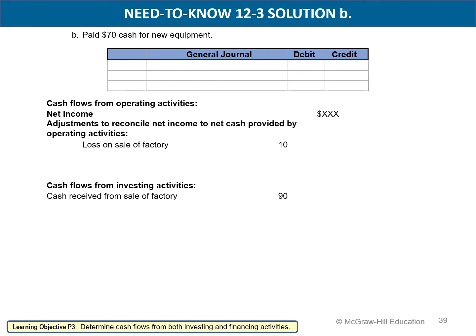So then in letter B, we paid $70 cash for new equipment. Well, it's a pretty easy journal entry, right? If we're going to reconstruct it, it's a debit to equipment for 70 and a credit to cash, right? So when we buy new equipment, when we buy long-lived assets, that belongs in the investing section of our cash flow statement. And that's just going to be a reduction in our cash flow from investing activities because it's cash going out the door, credit. Okay.